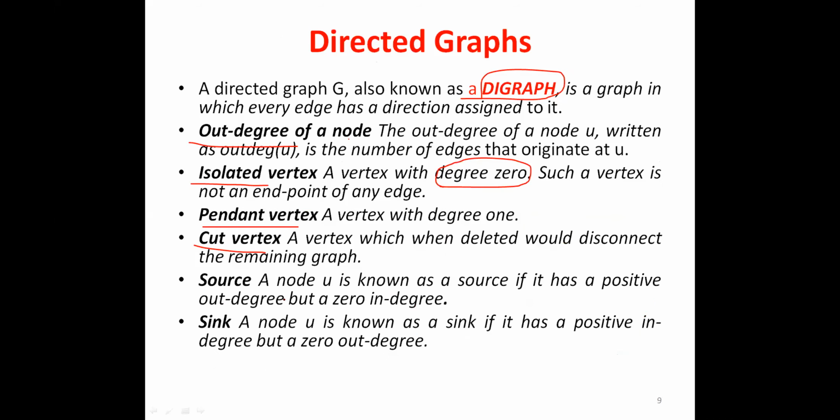Source: a node U is known as a source if it has a positive out degree but a 0 in degree, that is, it has an emerging edge. Sink: a node U is known as a sink if it has a positive in degree but a 0 out degree.